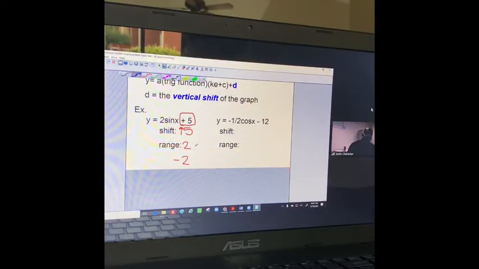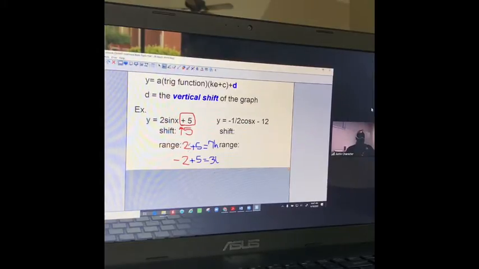So in order to get my new range, plus 5, plus 5. Therefore, this is 7, and this is 3. And this 7 is my high, 3 is my low. This is the hardest part of this.